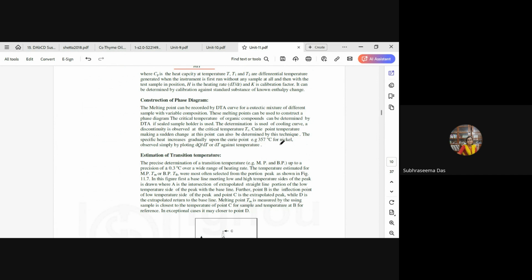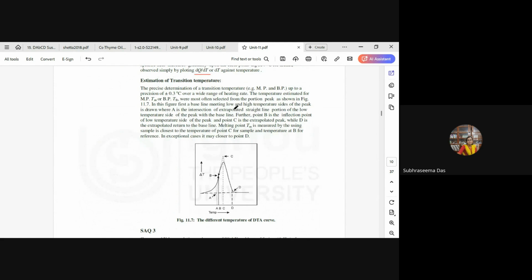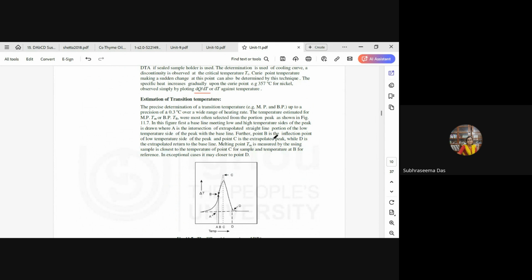So the Curie point has been found to be 357 degrees for nickel, simply by plotting dq by dt versus the temperature, or only dt against temperature. So in this way we can calculate the phase diagram or know the Curie point, that is the TC, for different types of elements. Then, estimation of transition temperature.